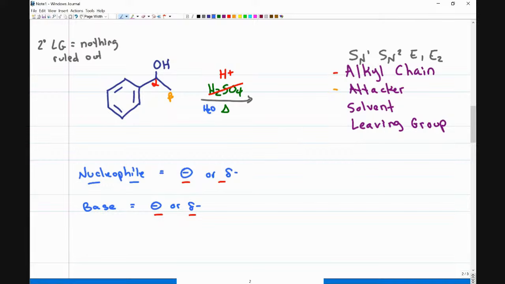And that will help me figure out the difference. Is it strong or weak? The key here is that charge is a burden. If I have an attacker with a negative charge, it is very reactive and it wants to do an SN2 or an E2 reaction. But water does not have a charge. Water is neutral. It's weak. It's not going to kick anything out. It's slow. It's going to wait.